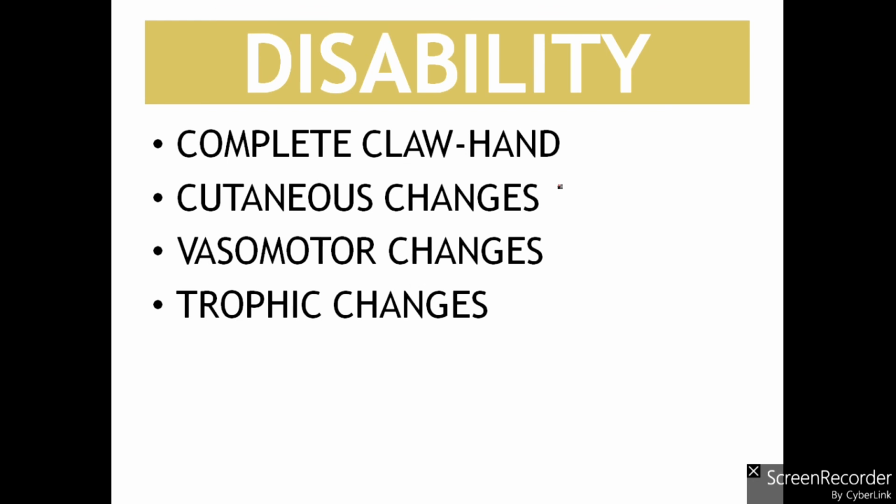Trophic changes. Long-standing cases of paralysis lead to dry skin. The nails crack easily with atrophy of the pulp of the fingers.